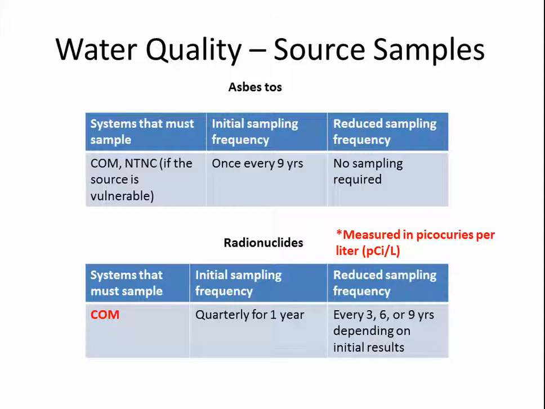Radionuclides. This is in red because it's been known to be a question on the test, and that is the units of measurement for radionuclides are pCi/L, and that stands for picocuries per liter. Radionuclides are only required for community systems, something that is important to remember. Initially, you sample quarterly for a year, so that's 4 samples over a 12-month period. And then based on those results, we can reduce it to once every 3, 6, or 9 years.